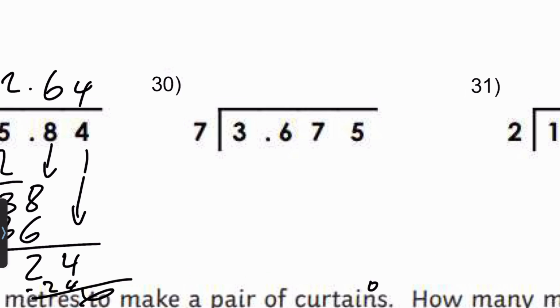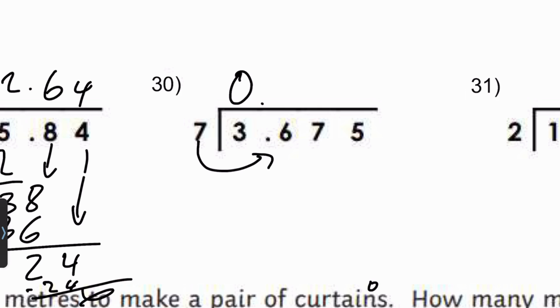Question 30. How many times does 7 go into 3? It doesn't, right? And then what we'd usually ask is how many times does 7 go into 36? We can't do that because there's a decimal point. This number is 3.6, it's not 36. So what we have to do is put a 0, put a dot. Now we can ask how many times does 7 go into 36.